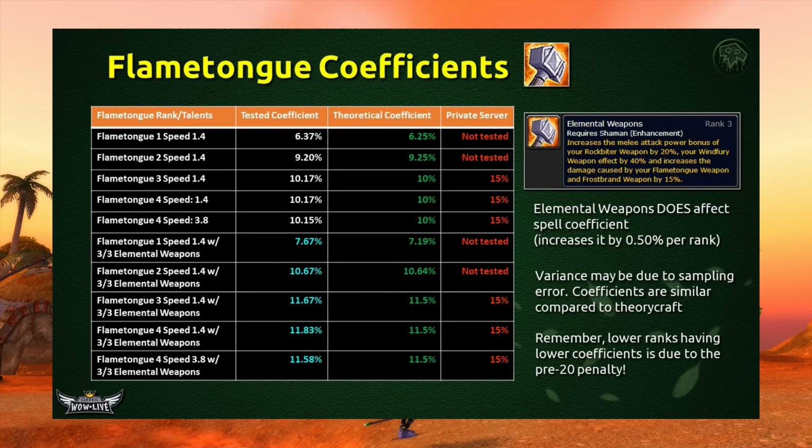Now moving on to Flame Tongue coefficient. This is very, very similar to Frostbrand Weapon. We were supposed to get around 15% from private servers. Again, the Theorycraft add-on corroborates the Classic WoW beta with around 10%. And just as with Frostbrand, Elemental Weapons increases the spell coefficient by 0.5% per rank, up to a total of 11.5-ish% theoretical maximum. So again, if you want to get more out of Flame Tongue Weapon, more out of the coefficient, if you have a lot of spell power, Elemental Weapons will not only increase its damage, but will increase the spell coefficient as well.